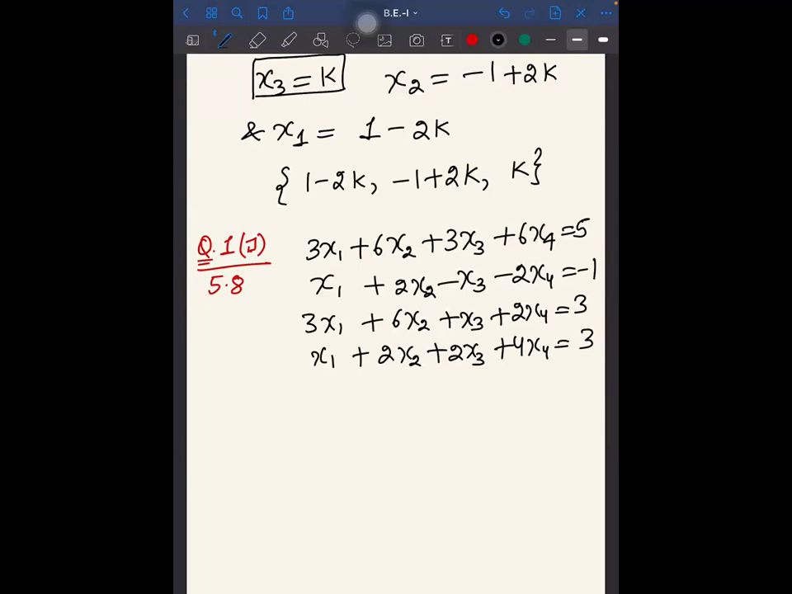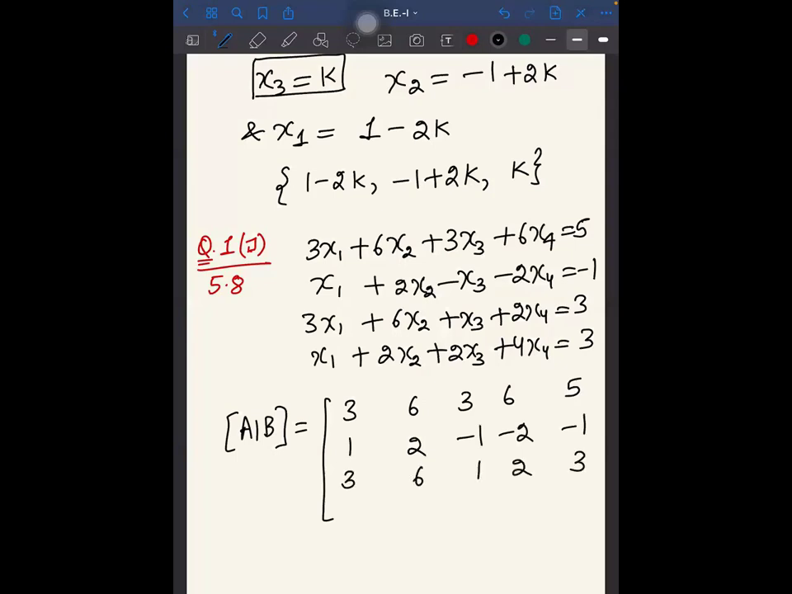Yes, fair enough. So we'll start with, of course, this matrix, and this will have 3, 6, 3, 6, 5, 1, 2, minus 1, minus 2, minus 1, 3, 6, 1, 2, 3, 1, 2, 2, 4, 3. Right? So this is our matrix.